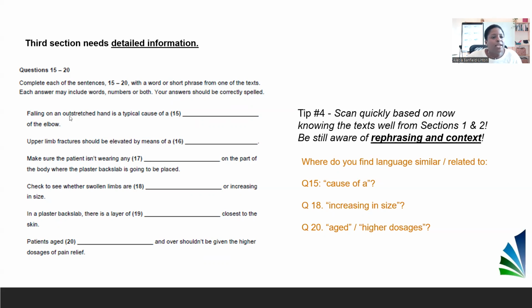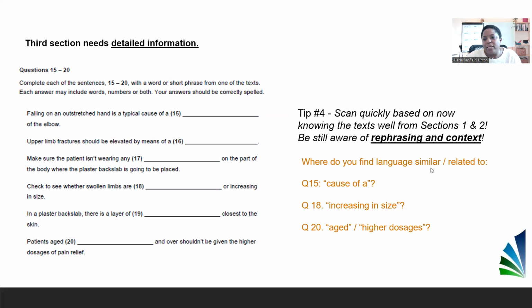So you have to be aware that the language around this blank space is going to be rephrased. So, falling on an outstretched limb. Well, the minute you see that, by now you are familiar with the different kinds of information in all 4 texts. So you hear falling on an outstretched hand, you remember there's a text that deals with causes. So you're already thinking, I'm going to go straight to A first. I may need to look somewhere else, but I'm going to go straight to A first. And a typical cause of.